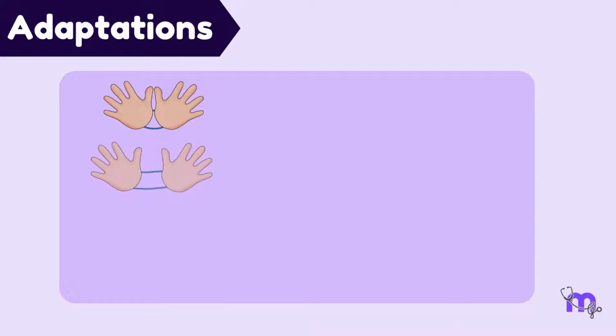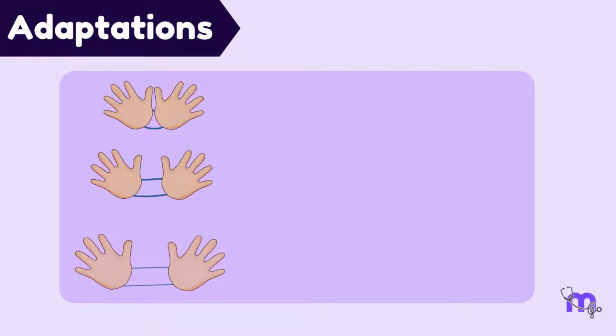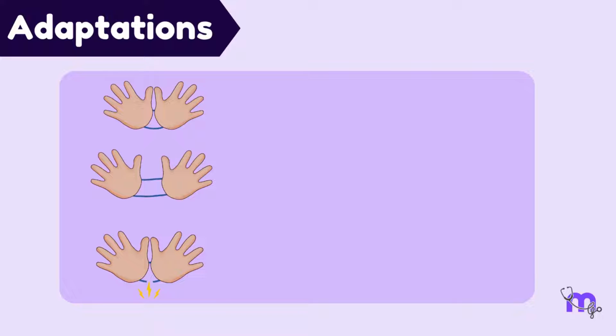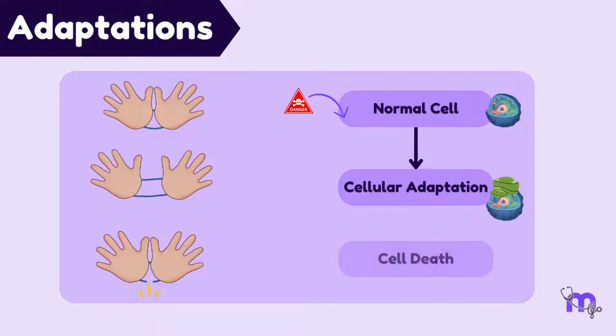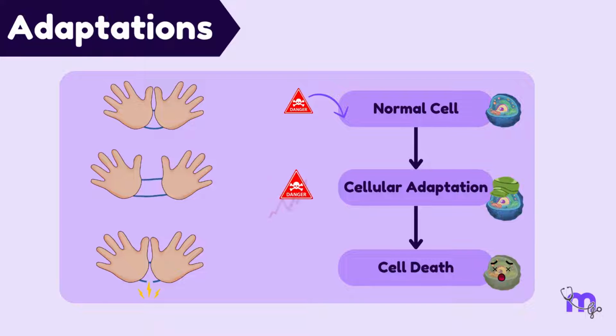Consider the example of a rubber band. When pulled, it thins out. This is called adaptation. However, when pulled excessively, it snaps. Similarly, when a cell encounters stress or injury, it tries to adapt. Cell death occurs when the injury exceeds the cell's ability to adapt.